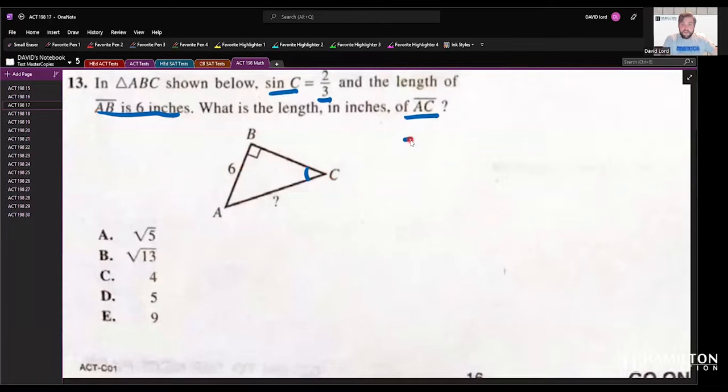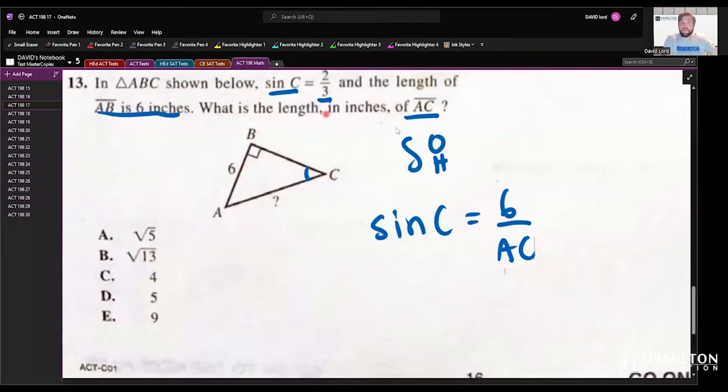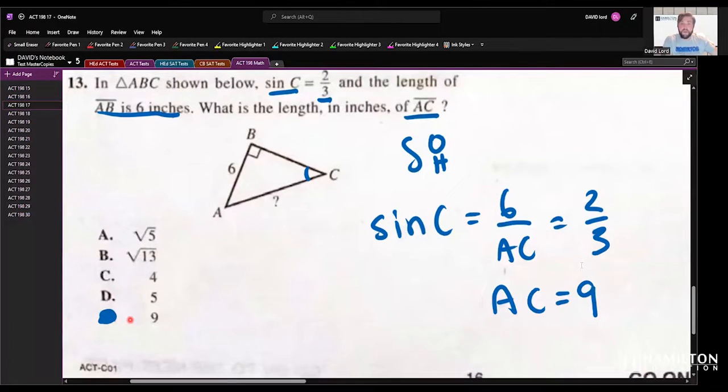Well, I remember that sine is opposite over hypotenuse from SOHCAHTOA. So the sine of C will equal 6 over AC, but they also told us it's equal to 2/3. So from here, I can quickly see that AC is going to be equal to 9. And that is answer choice E.